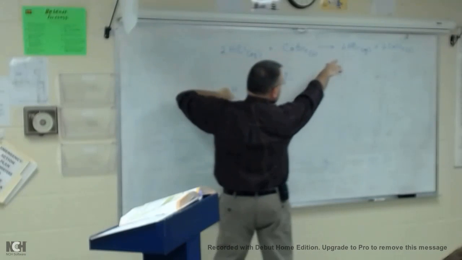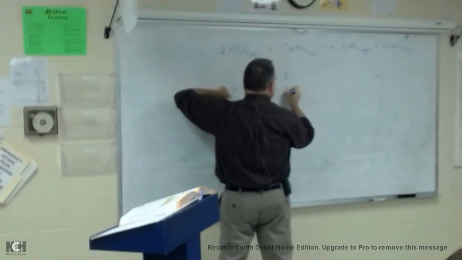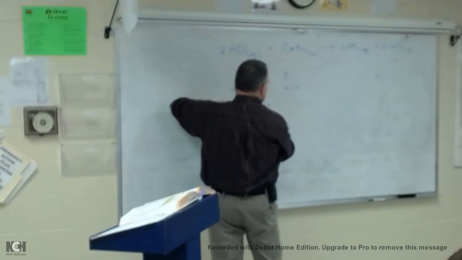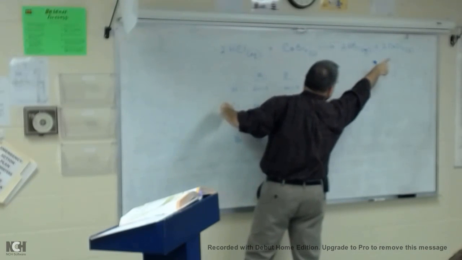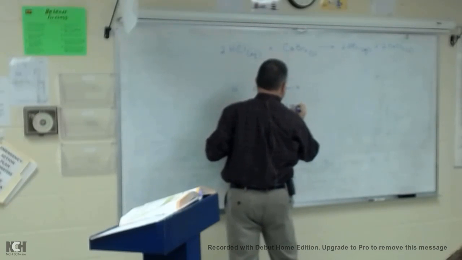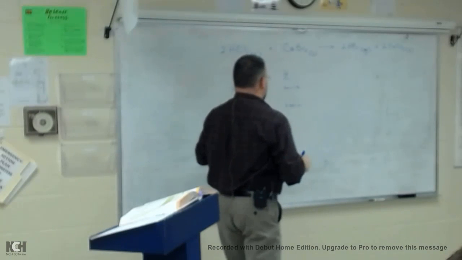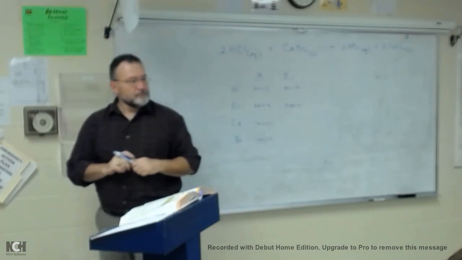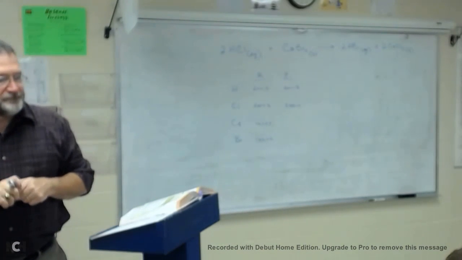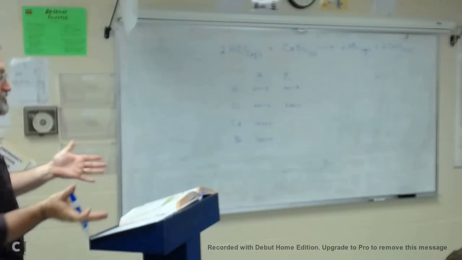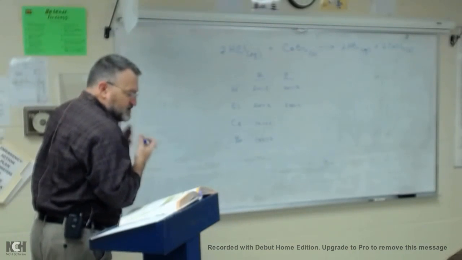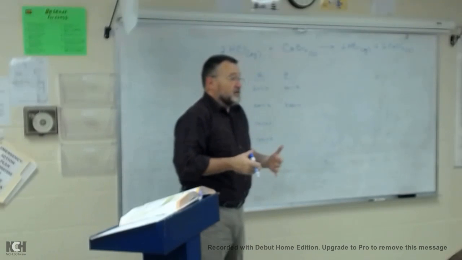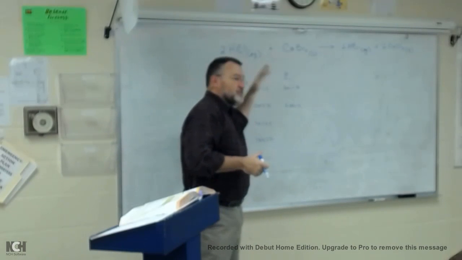Hydrogen. I've got 2 sets of 1 right here. Chlorine. 2 sets of 2. We're done. We don't have to do any more. Because the question was what? Is it balanced? No, I'm done. This one is unbalanced, so it doesn't matter what the other ones are.